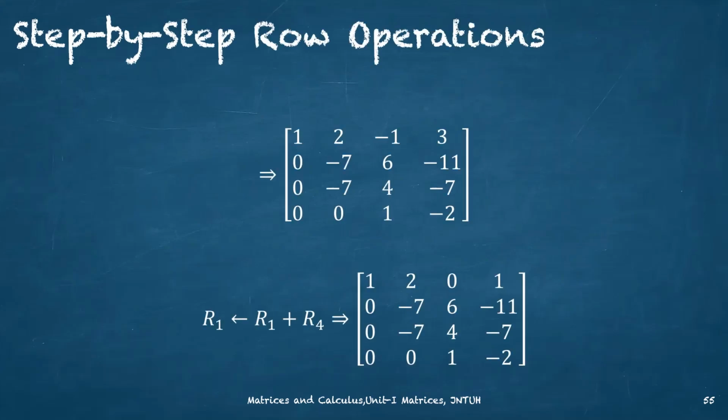Step-by-step row operations. After applying the initial row operations, the matrix becomes: first row 1, 2, -1, 3; second row 0, -7, 6, -11; third row 0, -7, 4, -7; and fourth row 0, 0, 1, -2. Next, we update row 1 by adding row 4 to it. This changes row 1 to 1, 2, 0, 1. The rest of the rows remain the same. These steps simplify the matrix further and help us move toward determining the rank.